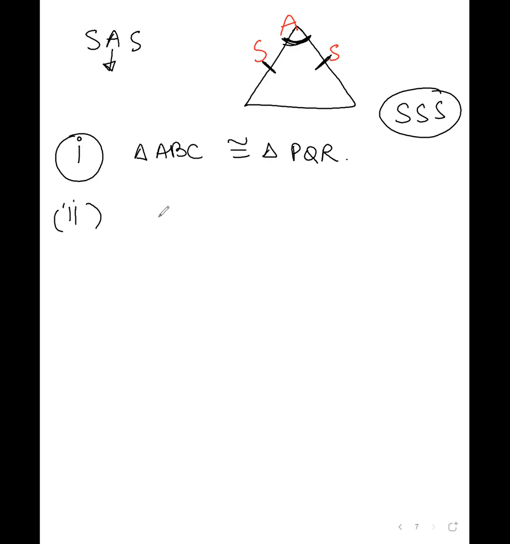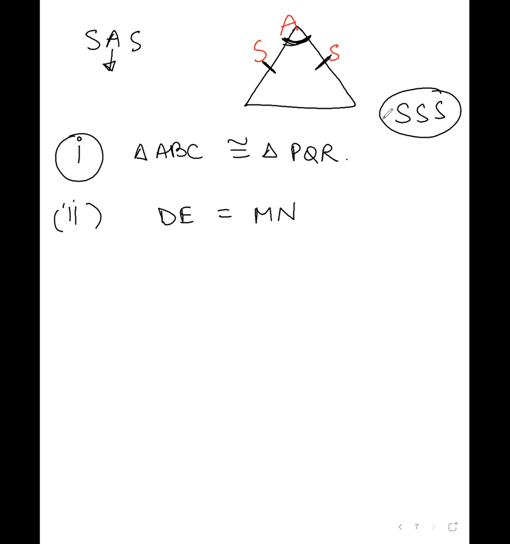Which two sides are equal? DE. Let's first look at DE. Okay. DE is equal to which side? MN. Very good. MN. All right. Can we write this as NM? Yes. First N and then M.